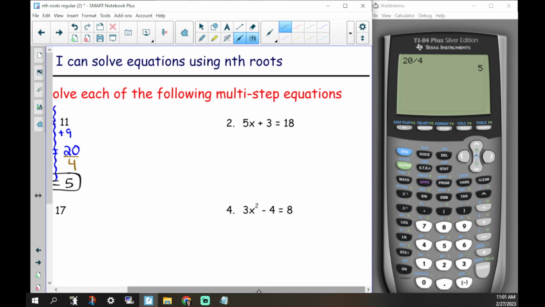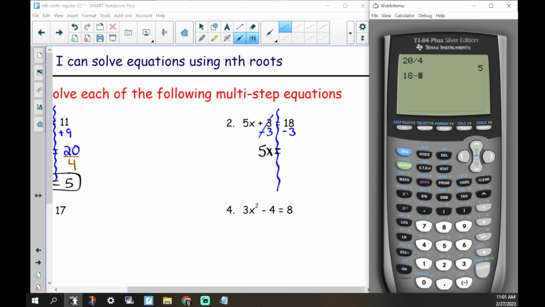Problem 2, we have 5x plus 3 equals 18. Similar, we're going to draw our squiggly line, and now we have 5x plus 3 on one side. To get rid of that plus 3, we're going to do the opposite, which is subtracting 3 from each side. You do to one side, you do to the other. Those 3's will cancel out. Over here, we'll be left with 5x is equal to 18 minus 3, which is 15.